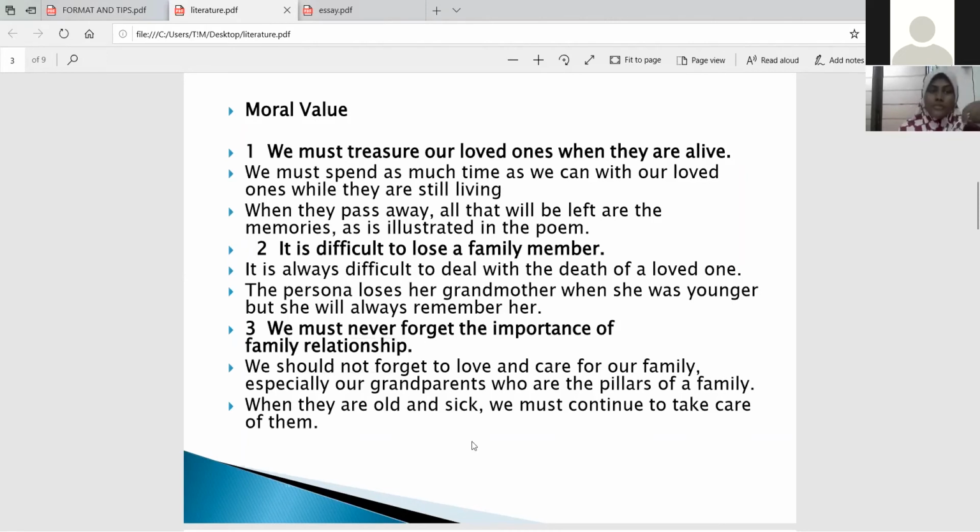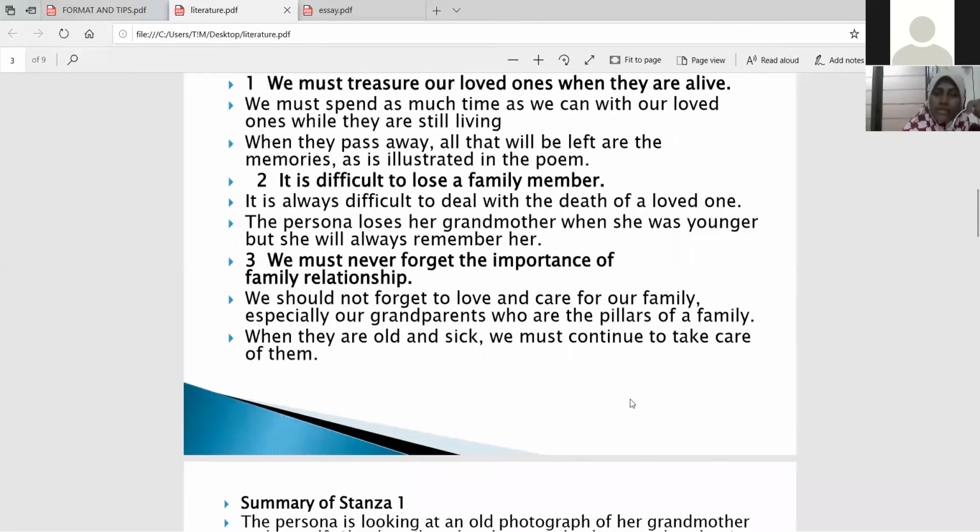Okay, let's look at the first. We must treasure our loved ones when they are alive, meaning that you should spend as much time as we can with our loved ones while they are still living. You see how much the granddaughter misses her, right? So when she passed away, she must have been a very lovely person, right? That's why the granddaughter misses her. Okay. It is difficult to lose a family member. Yes, it's always difficult to lose a family member, especially if she's a very lovely person or he's a very lovely person.